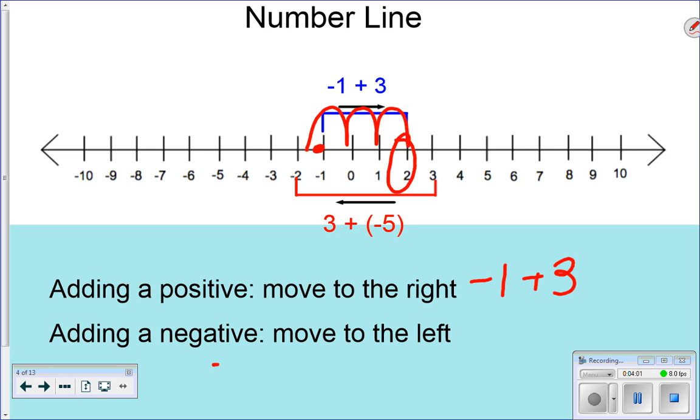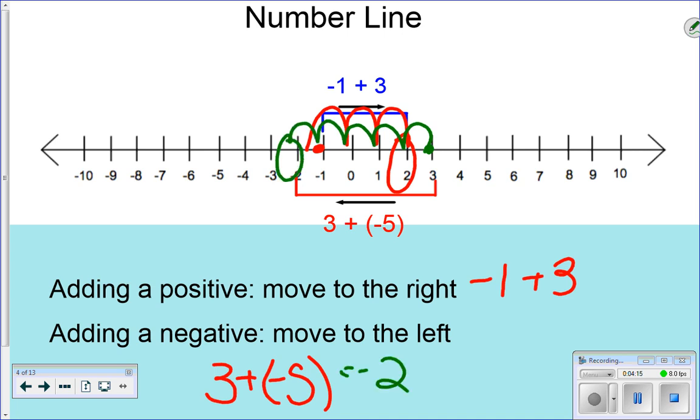If you're adding a negative, you move to the left. So let's say I'm going to just use my one up here. I have 3 plus negative 5. I'm going to find 3 on my number line. I'll use a different color. If I'm moving to the left, I'm adding a negative 5. I'm going to go 1, 2, 3, 4, 5. And where I end up, that's my answer. Okay, let's do another one quick. Let me erase some of this.